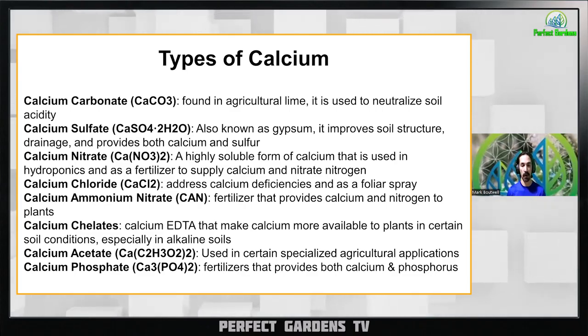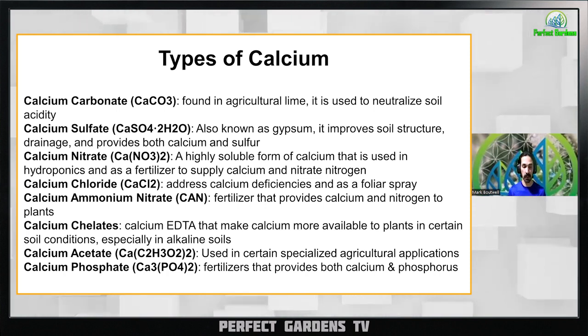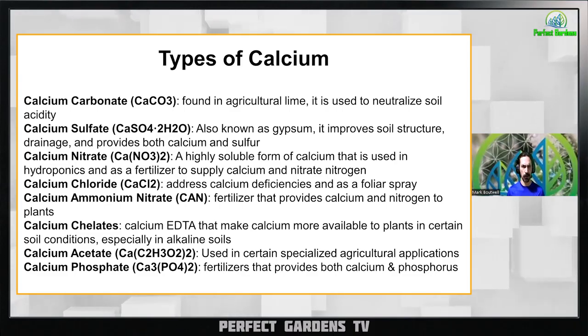Calcium ammonium nitrate, fertilizer that provides calcium and nitrogen to plants. Calcium chelates, calcium EDTA, that make calcium more readily available in certain soil conditions, especially in alkaline soils. Calcium acetate, used in certain specialized agriculture applications. And calcium phosphate, fertilizer that provides calcium and phosphorus. Okay, right? So there's all kinds of different types of calcium that you can provide to agriculture.